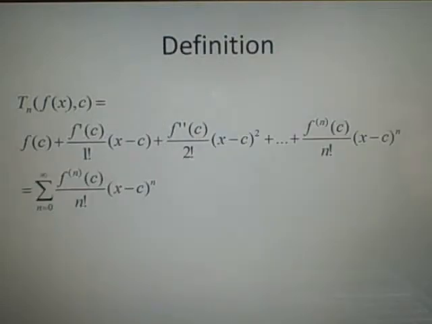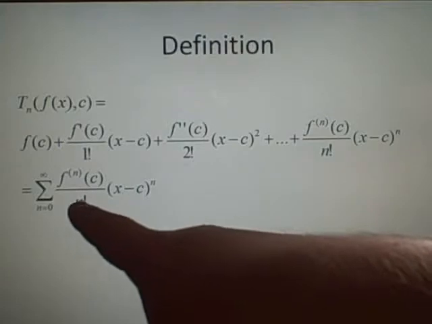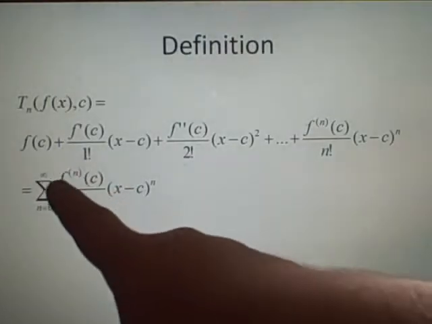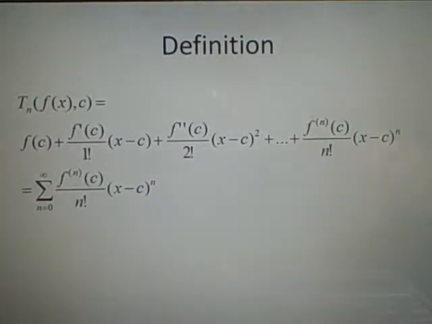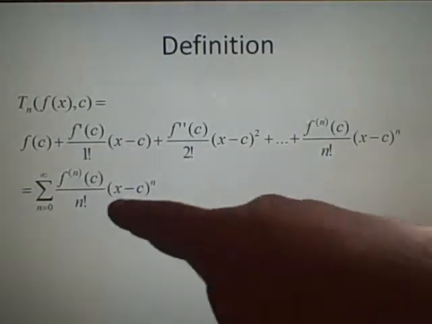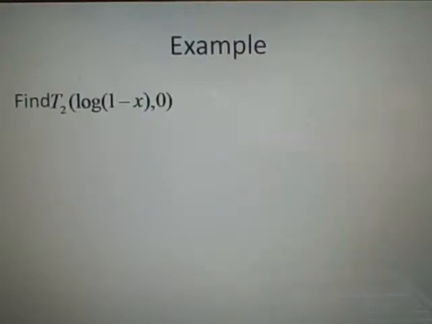And this is actually the sum from n equals 0 to infinity of the nth derivative of f evaluated at c, over n factorial, times x minus c to the n. Now we've got two examples.